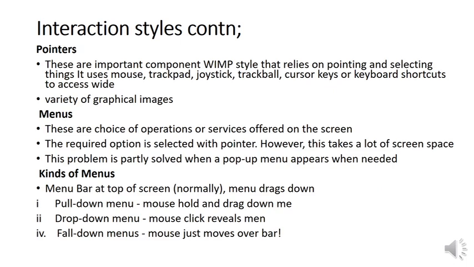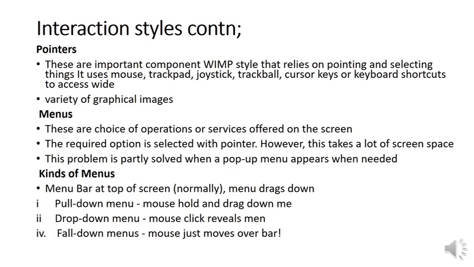Pointer. These are important components of WIMP style that relies on pointing and selecting things. It uses mouse, trackpad, joystick, trackball, cursor keys, keyboard shortcuts to access a wide variety of graphical images. Menu. These are choices of operations or services offered on screen. The required option is selected with pointers. However, this takes a lot of screen space. This problem is partly solved when a pop-up menu appears when needed.